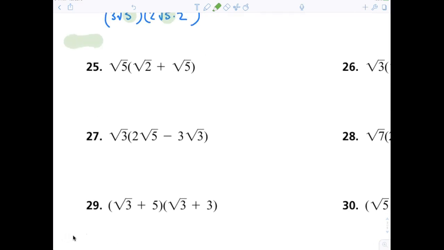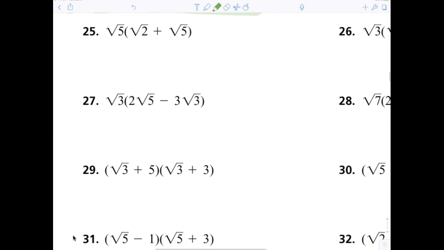Now we have kind of a new topic. The new topic now is just distributive property, just like we've always done. Instead of distributing numbers or variables, we're just going to distribute a radical. So somebody now, please tell me the answer to number 25. Go ahead, Emily.